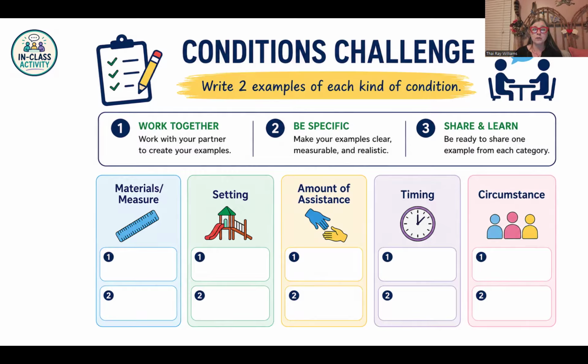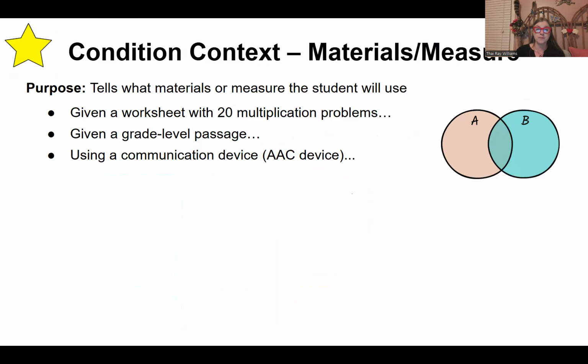But what you're going to do is work with someone else, and you are going to write two conditions under each of the types of conditions that we're going to go over today, because there are different types of conditions that go with different types of behaviors, and you have to make sure that your condition and your behavior align with one another.